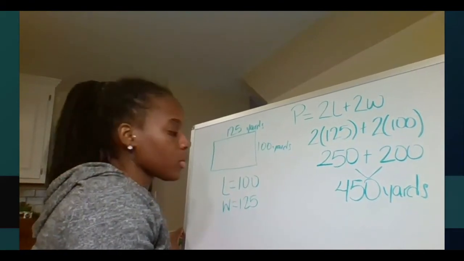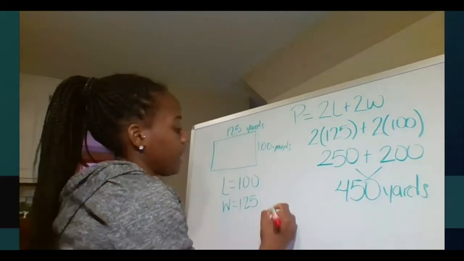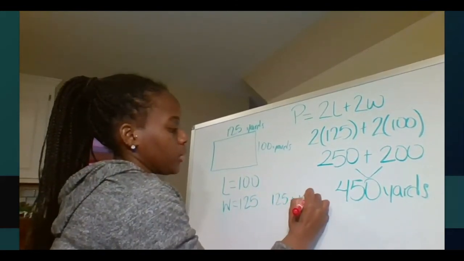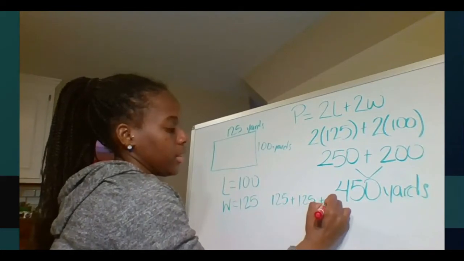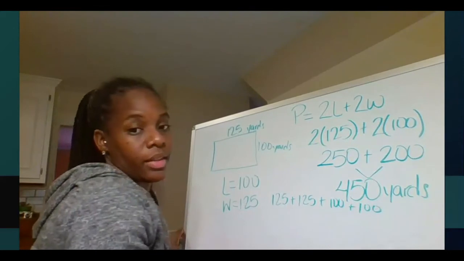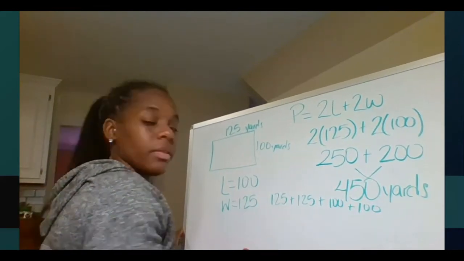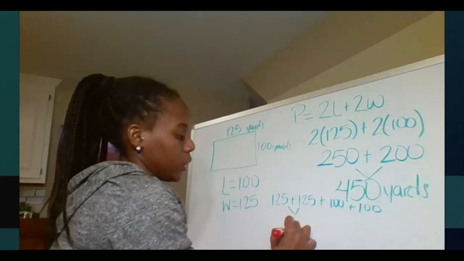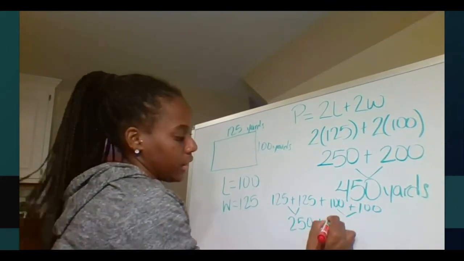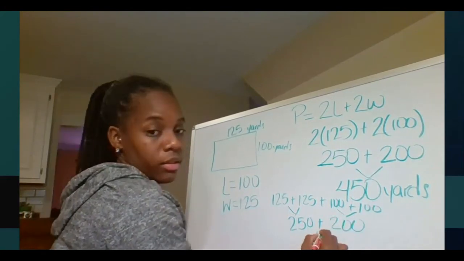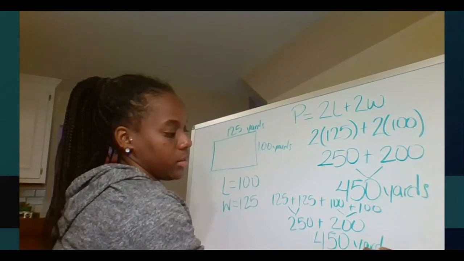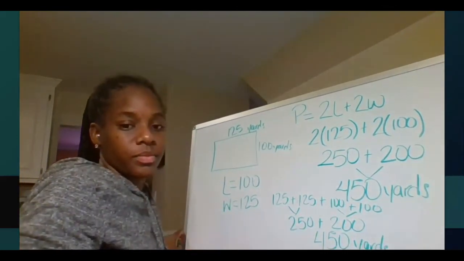If that way is too confusing, again, we can just go ahead and say that 125 plus 125 plus 100 plus 100, and then just add them together. 125 and 125 again gives us 250, plus 100 and 100 gives us 200, for a total of 450 yards.